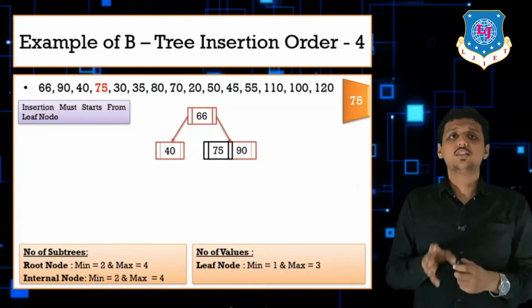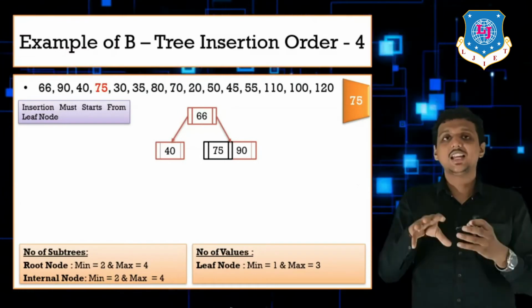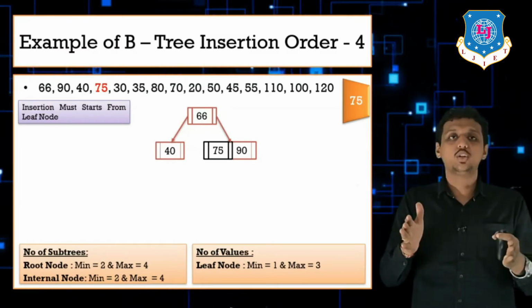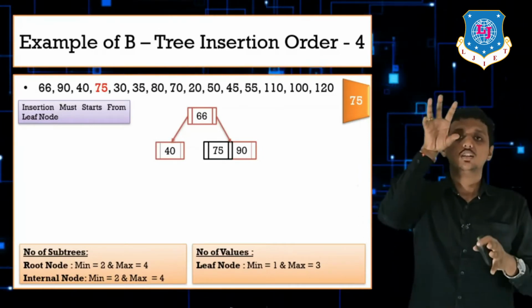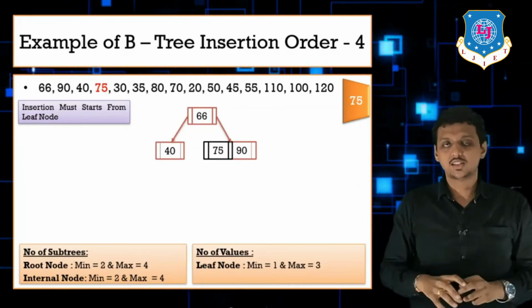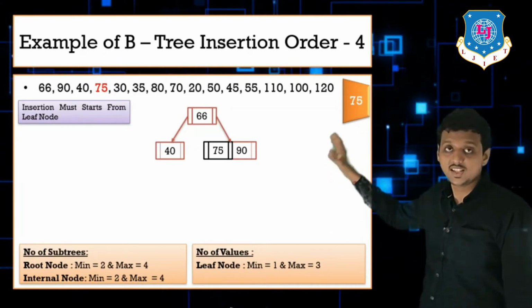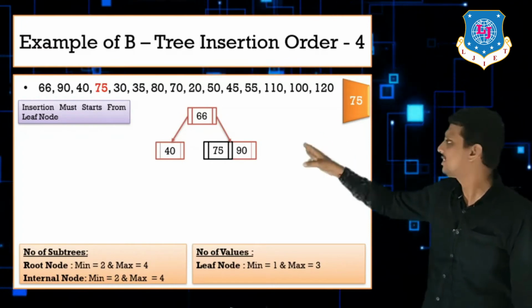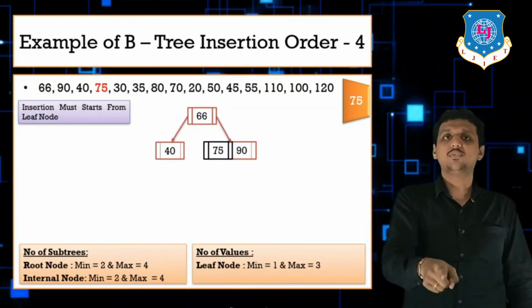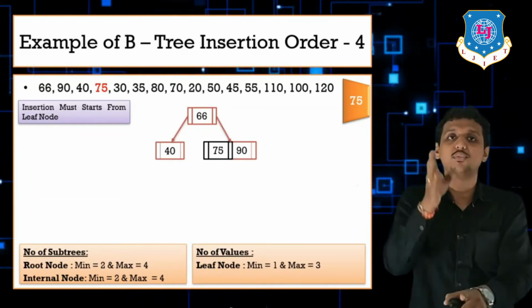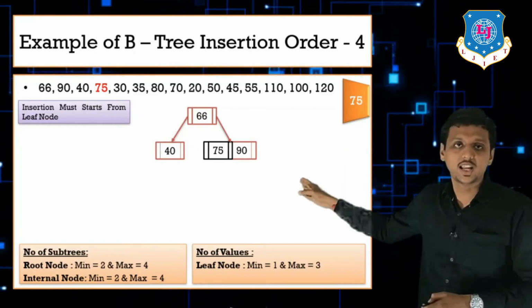What I did first, before inserting 75, was check whether my node is full or not. As my node was full, I needed to split it into two parts. The middle term goes one level up, and we have the left node and right node. When inserting 75, I check that 75 is greater than 66, so I go to the right side of 66, where I find 90. 75 is less than 90, so it must be on the left side of 90.